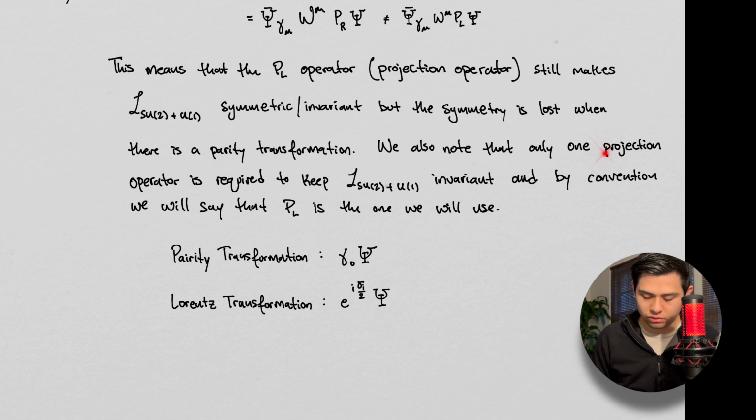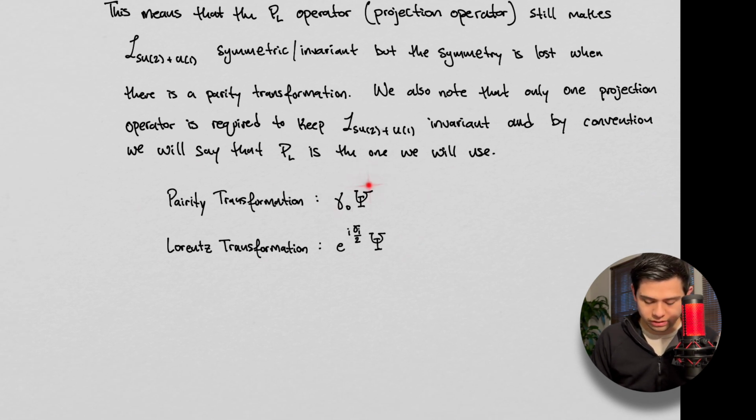We also note that only one projection operator is required to keep this invariant, and by convention we will say that the PL is the one that we'll use for this. We can choose one of them, but once we choose one, the other one can't be chosen. That's the point.